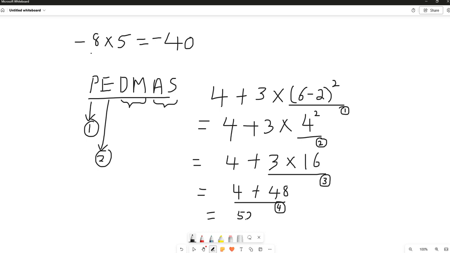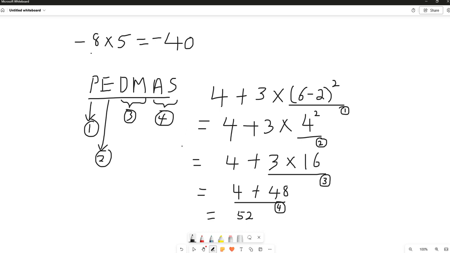So please bear in mind, don't forget your PADMAS or your BODMAS, okay. That means go for the bracket first, and then the exponential, the power, then you go for division, multiplication, huh?